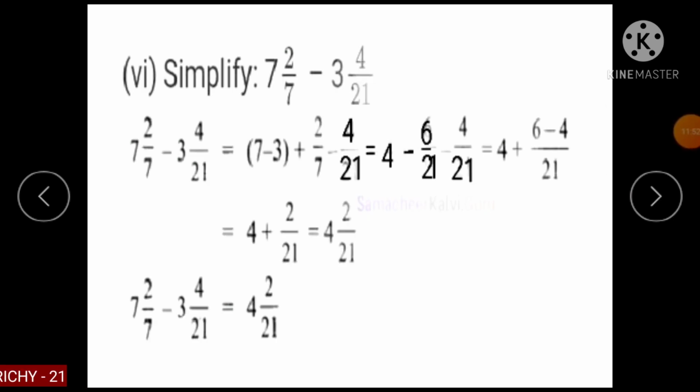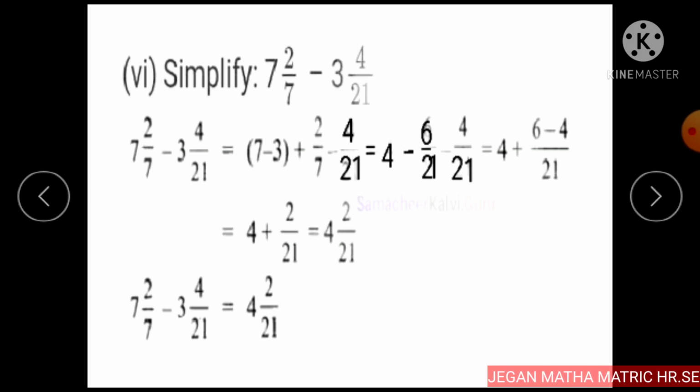Question number 6. Simplify 7 2/7 minus 3 4/21. First we find the difference between the whole numbers 7 and 3. We get 4. And in the second step we find the difference between 2/7 and 4/21. So there are two different denominators, so we get the same denominator. We find the common multiple of 7 and 21 is 21.